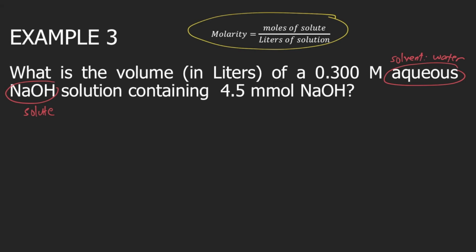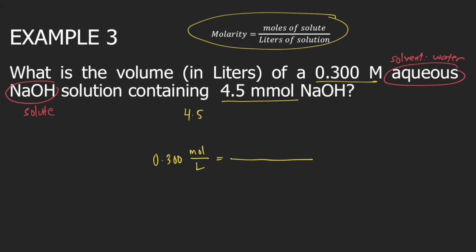We are given the molarity, 0.300 molar. So 0.300 moles per liter equal to, we are given the millimoles of solute, 4.5 millimoles. And what we need is moles. So we need to convert 4.5 millimoles to moles using dimensional analysis.